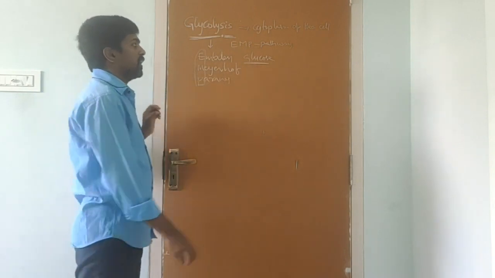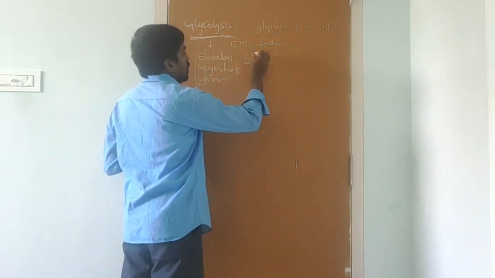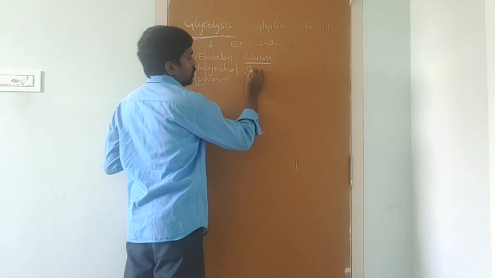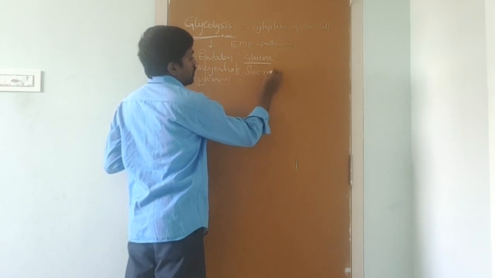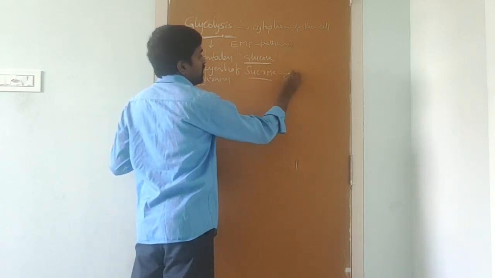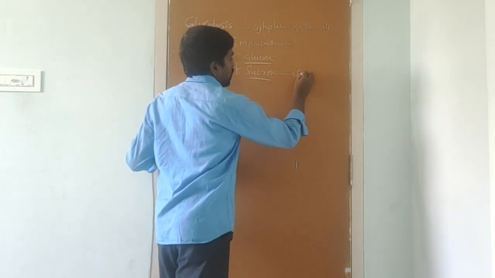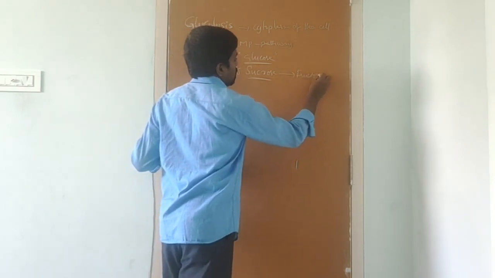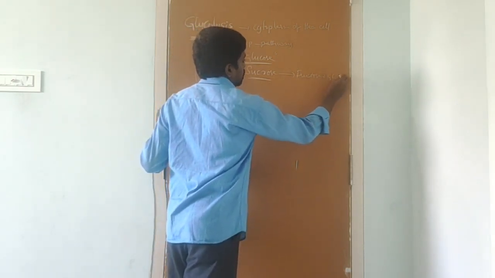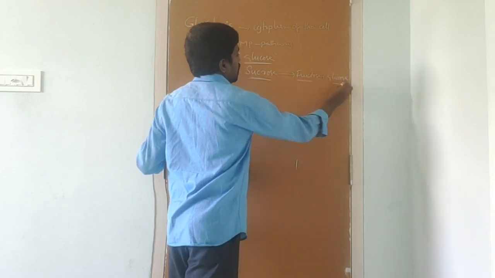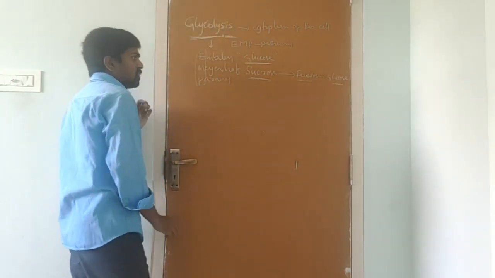In that, the respiratory substrate is which one? Glucose. But generally in plants we can observe the presence of sucrose. Sucrose is a disaccharide. Initially it breaks down into fructose as well as glucose. These two molecules may enter into glycolysis.